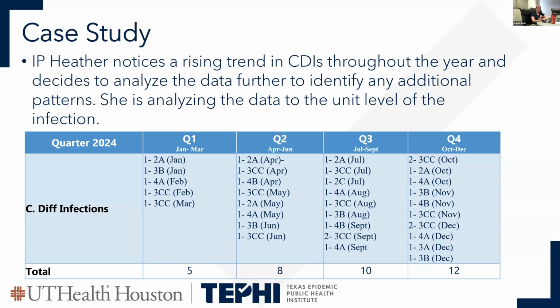So we're seeing that there's 2 in January, 2 in February, 1 in March, and then April, it starts to tick up some more, kind of all over. We have 2A, 3CC, 4B, 2A, 3B, and then Q3, it goes up again. We're starting to see more infections. And then Q4, we're starting to see infections kind of all over in multiple different units.